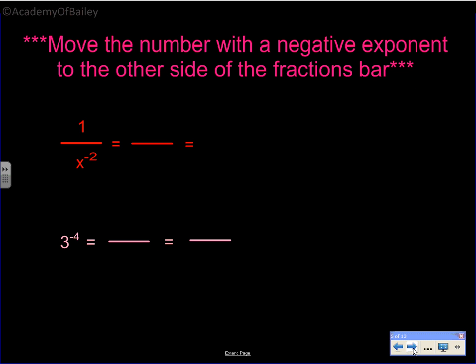All right. Here's the way I kind of tell you how to do it. Remember, you should always remember a negative exponent does mean reciprocal. But a different way of thinking about it is that you're going to move the number with the negative exponent to the other side of the fraction bar. So let's look here.